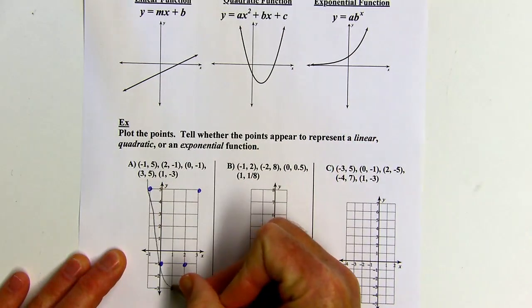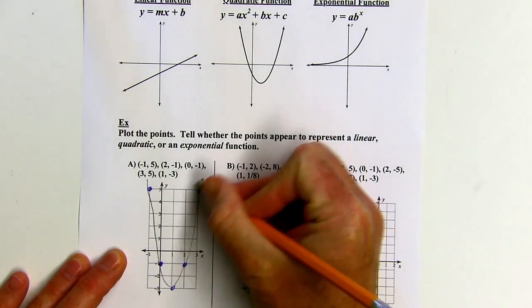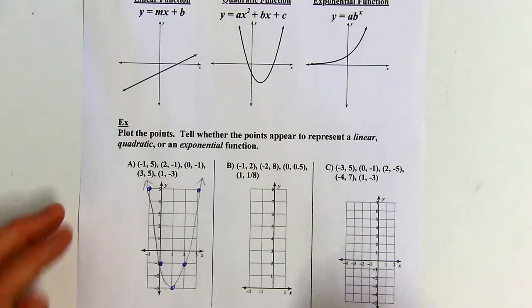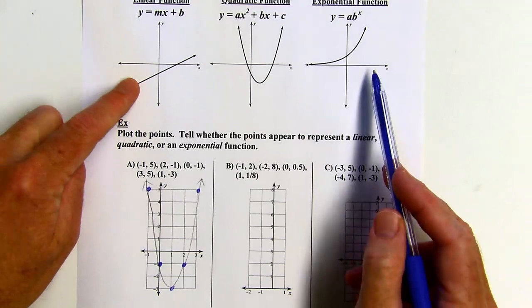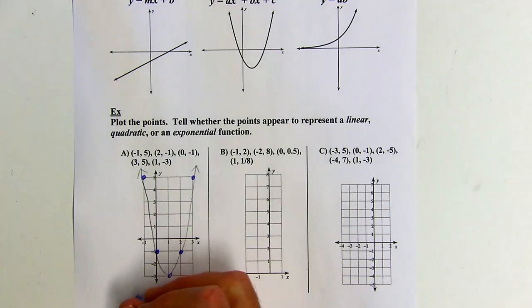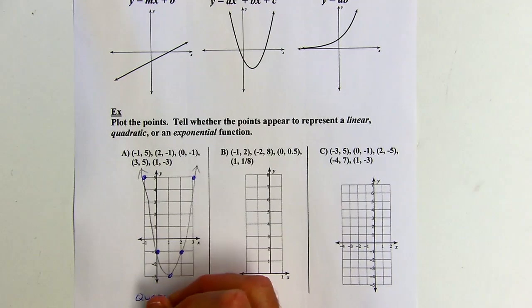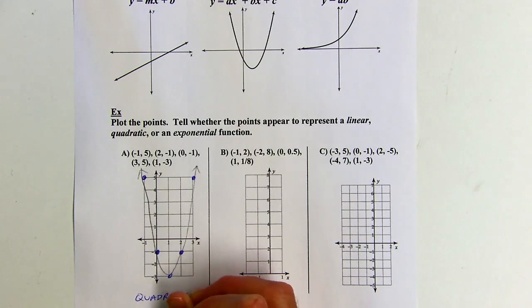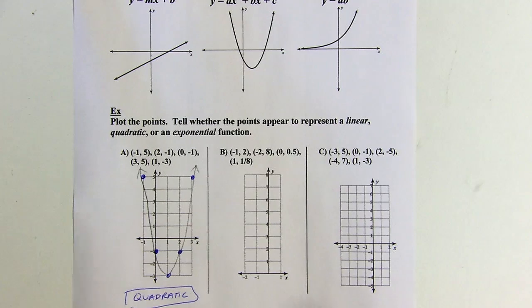Because, yeah, you could fit all those on a parabola. You'd have a hard time fitting them on a line or an exponential curve, okay? So this one is going to be quadratic. Okay, let's try the next one.